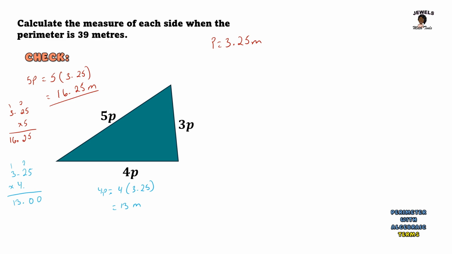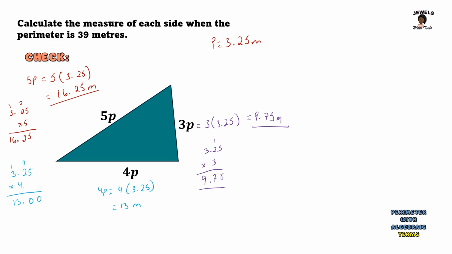And then for our last and final side, which is 3p. So 3p means that 3 is being multiplied to 3.25. And we will multiply our 3.25 times 3. 5 times 3 is 15. Carry our 1. 3 times 2 is 6. Plus 1 is equal to 7. And then 3 times 3 is equal to 9. So this side will be equal to 9.75 meters.